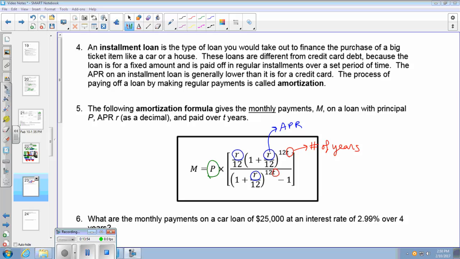And this, your P, is your principal. So how much are you borrowing? How much does that car cost? How much does that house cost? And then lastly, this is going to give you your monthly payment.